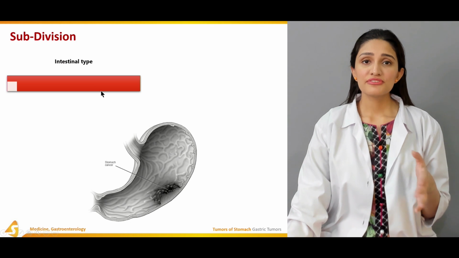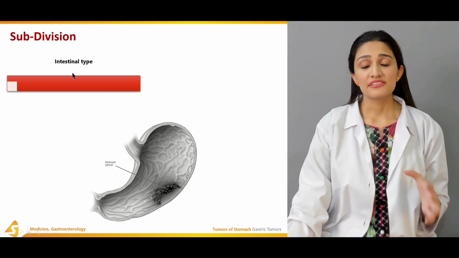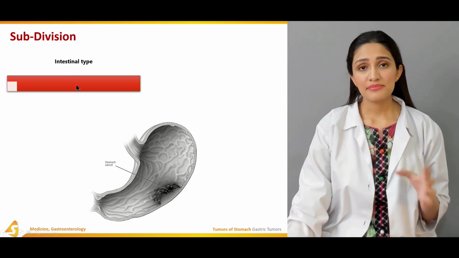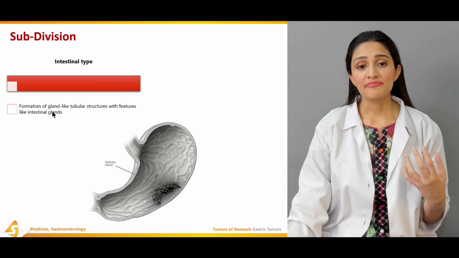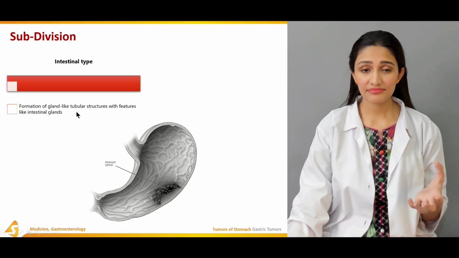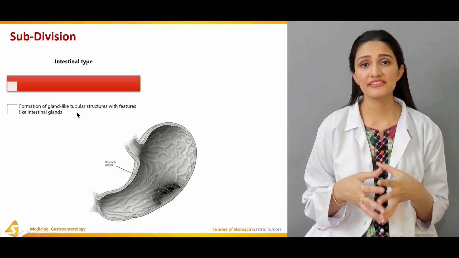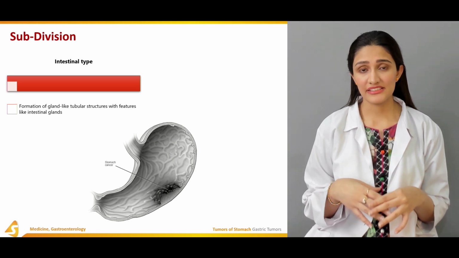So if we talk about dividing gastric cancer into groups, the first being the intestinal type. Intestinal type has a character of having a formation of gland-like tubular structures with features like intestinal glands. So this intestinal type of gastric cancer is usually declining these days.